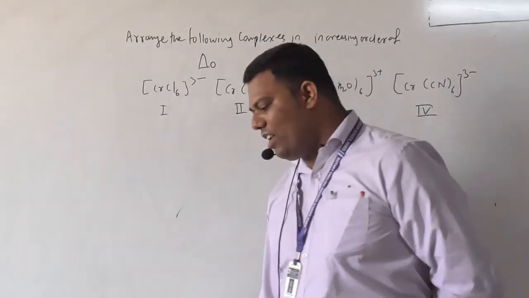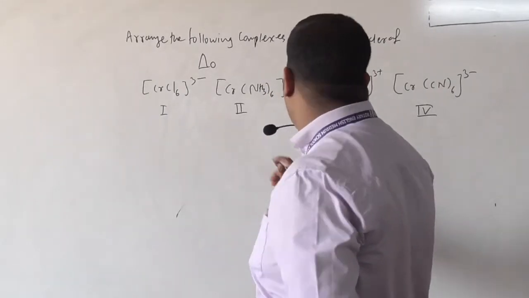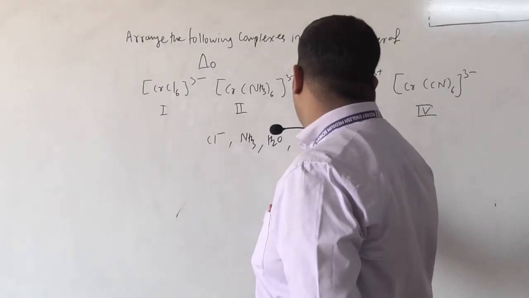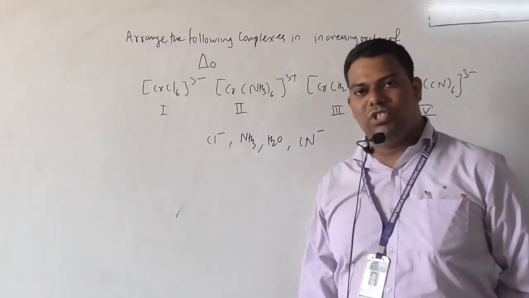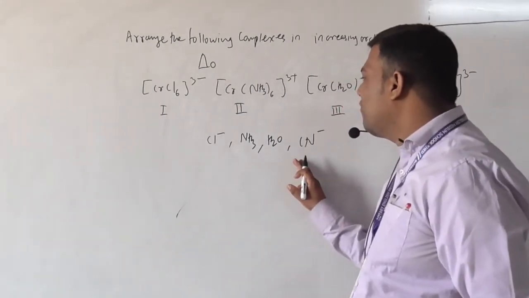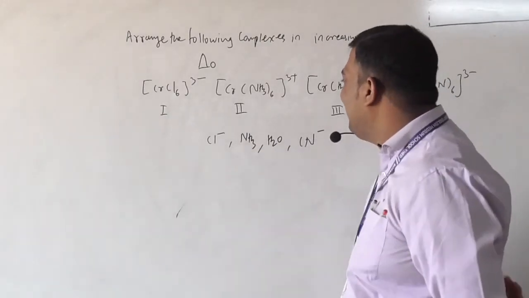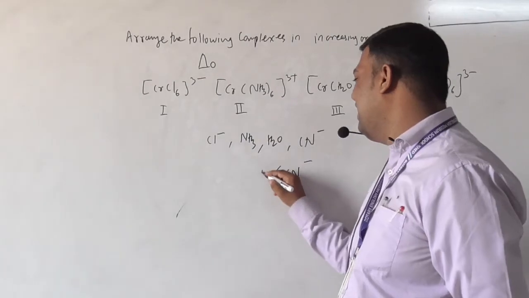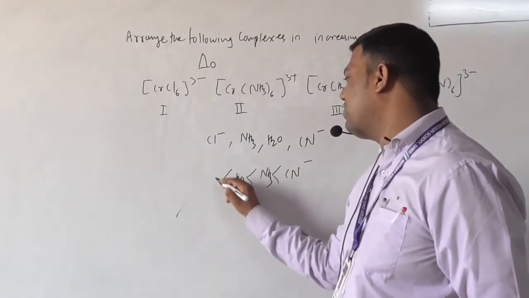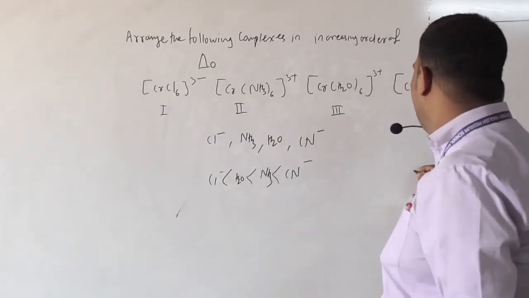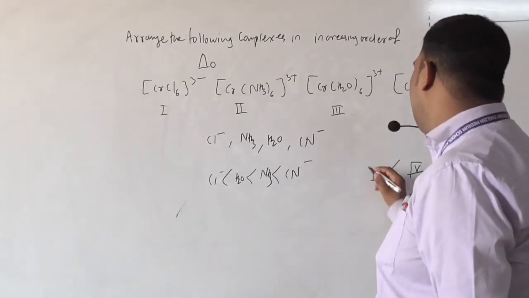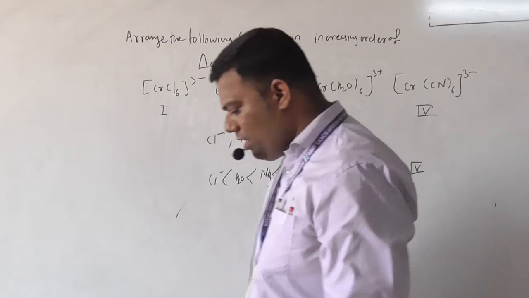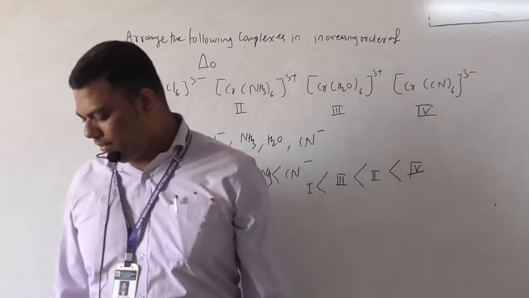Will happen here. Yes, they got nitrogen donor, therefore oxygen donor, then thereafter the last one, your hydrogens. So the order is like this: CN-, then NH3, then water, and last the other one. So in increasing order, fourth, then second, then third, and first. Okay, so this is your order. I hope you understood this clearly.